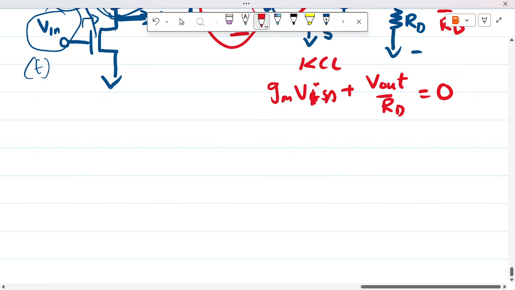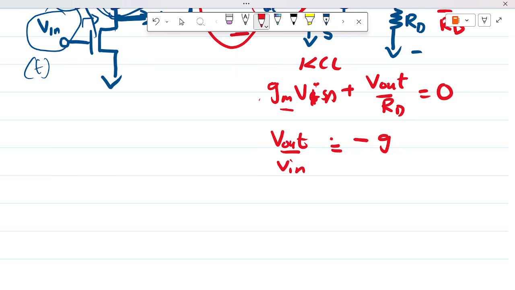All I need to do is find Vout over Vin, and that's going to be, if I put Vout on one side and I have Vin, so we are going to get this moving to the other side became minus, and before I divided through by Vin, that's how Vin got here, and I have to multiply through by RD to get rid of RD on this side. So this confirms something that we are already aware of.